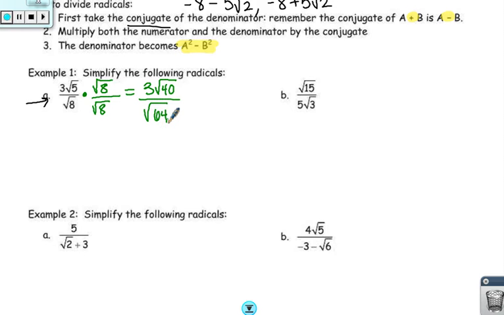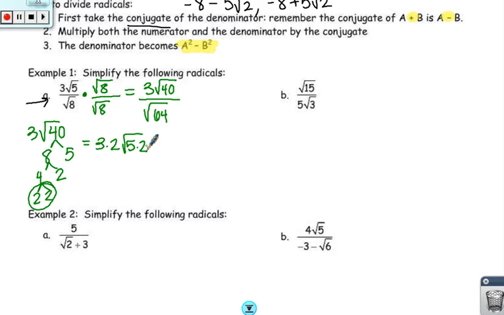So then I look, can I simplify the top? 3 square root of 40. Well, what does 40 break down to? 8 times 5 is 40. 4 times 2 is 8. 4 is 2 times 2. So who gets to join the 3 on the outside? A group of 2. Who's left on the inside? 5 and 2. So my top becomes 3 times 2 is 6, 5 times 2 is 10.